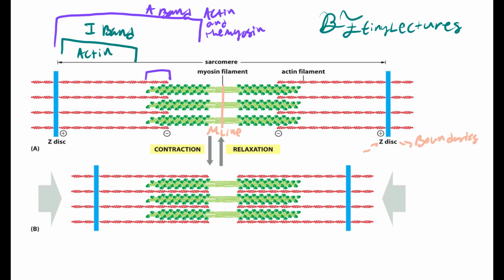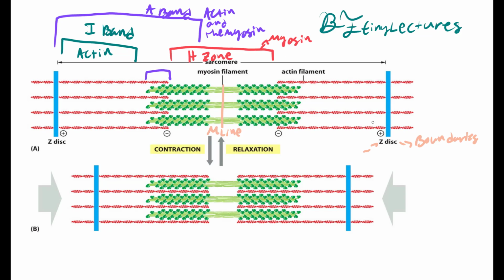Similarly, if I were to look at this band right here, where it's only the myosin, that is called the H zone. And the H zone only has myosin.